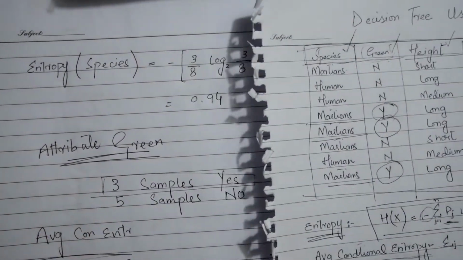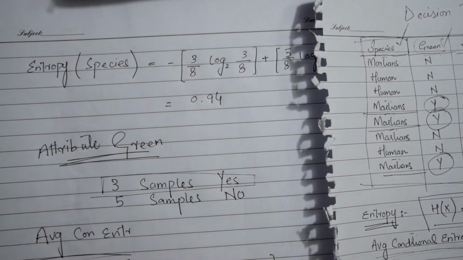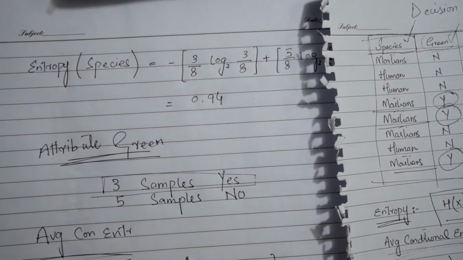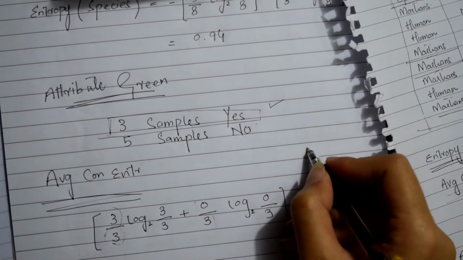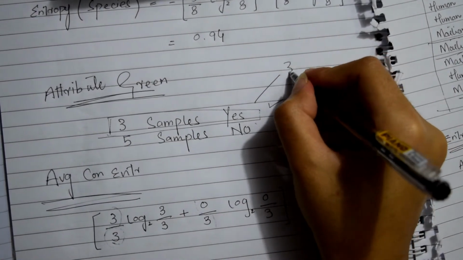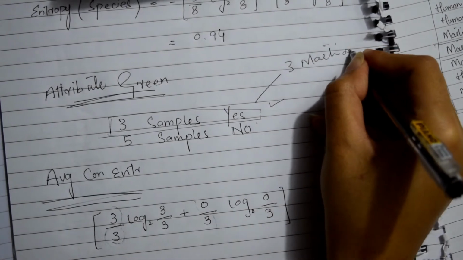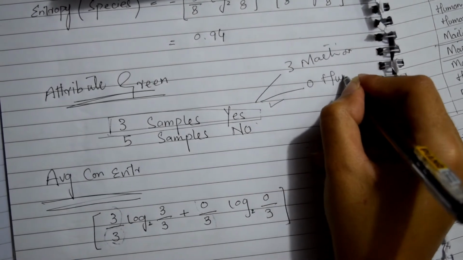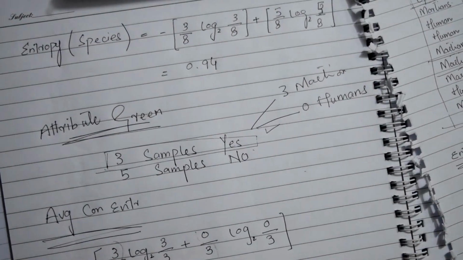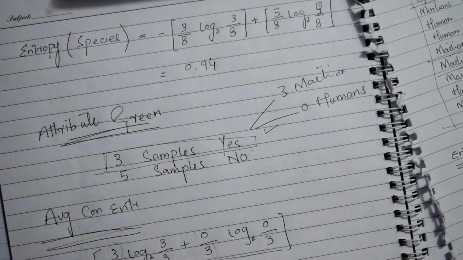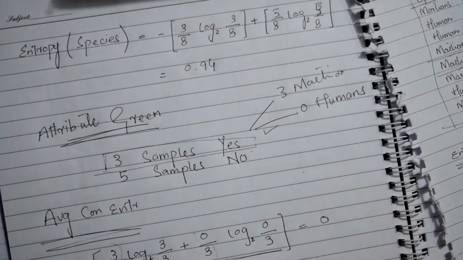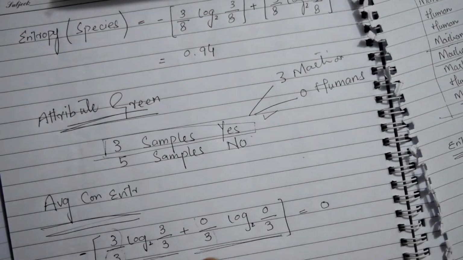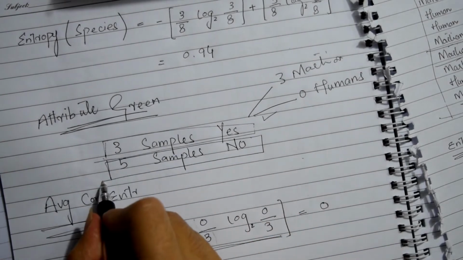So we have 3 total and 3 Martians, and in these 3 we don't have any human. Here again we have a total of 3 samples for yes, and in the 3 samples of yes we have 3 Martians and 0 humans. So here is the Martian part and here is the human part, and it comes out as 0 when we calculate it.